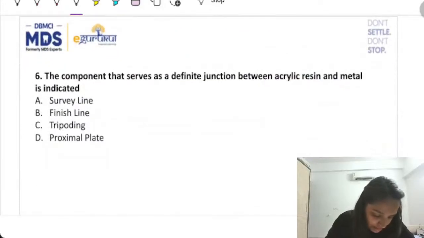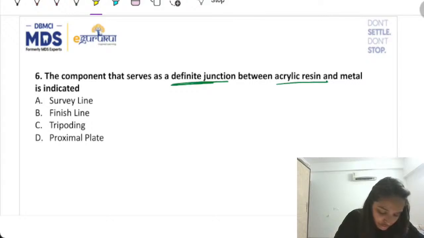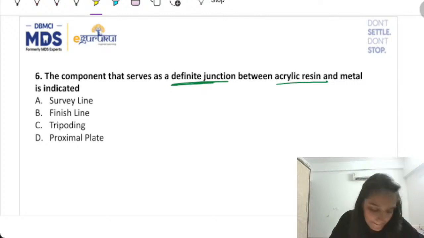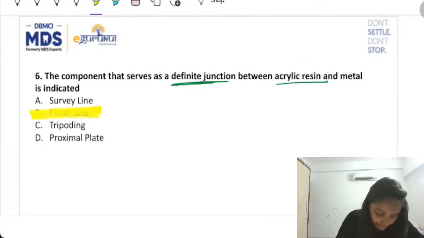Okay. Now, coming to question number 6, the component that serves as a definite junction between acrylic resin and metal is indicated by what? Is it a survey line, a finishing line, tripoding, or a proximal plate? The correct answer to this question is, can anyone please tell what is the correct answer? Is it survey line, finish line, tripoding, or proximal plate? Excellent. So the correct answer is option number B, finishing lines.